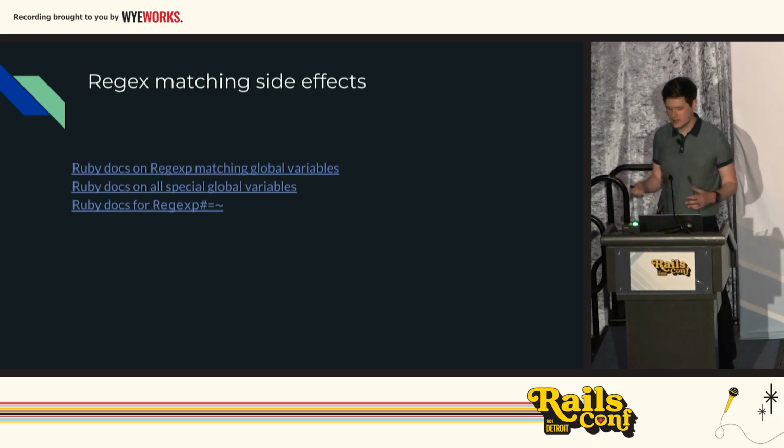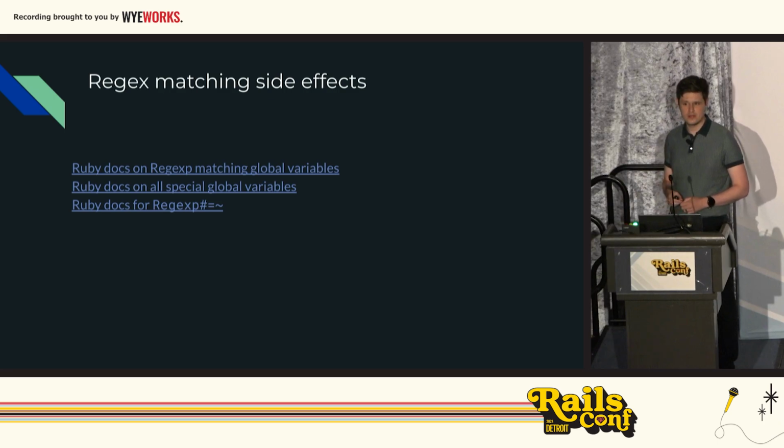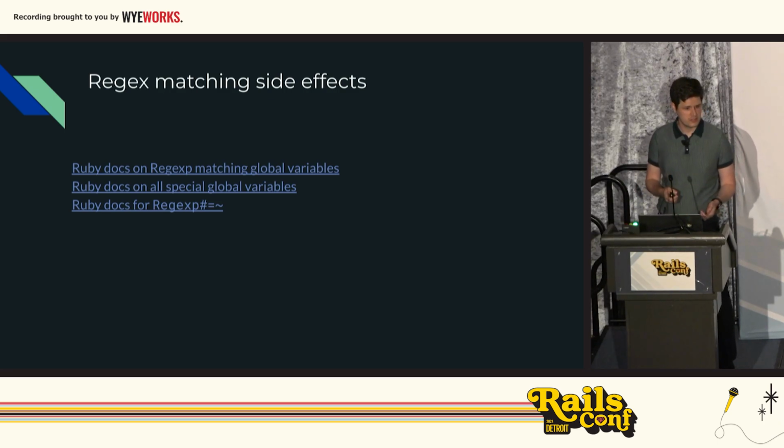There's documentation on all of these different things, including the various global variables that aren't related to regular expression matching in Ruby. There are a number of additional ones there.